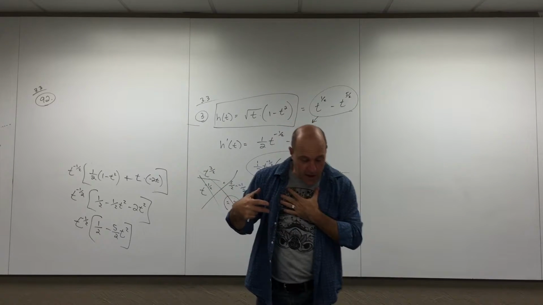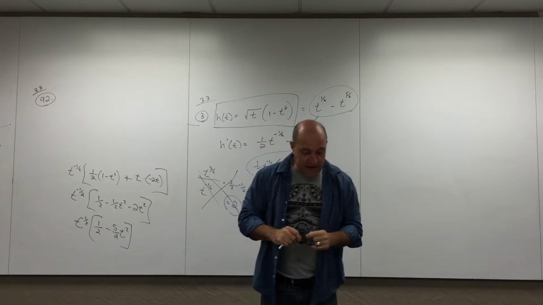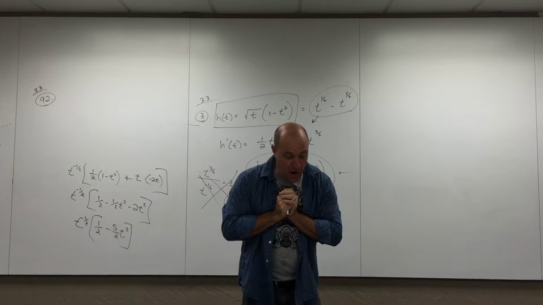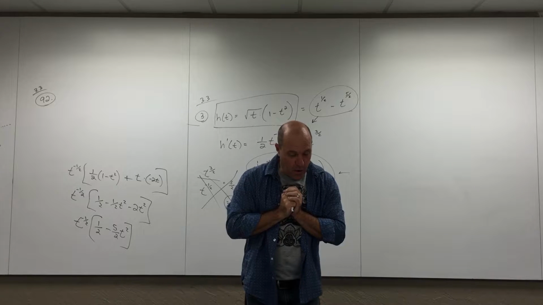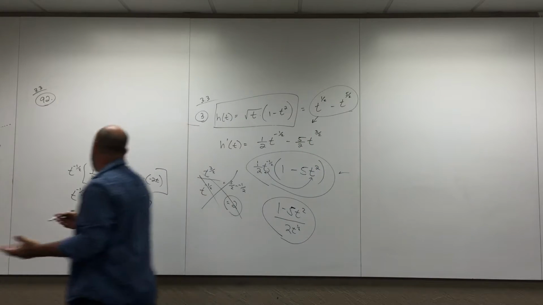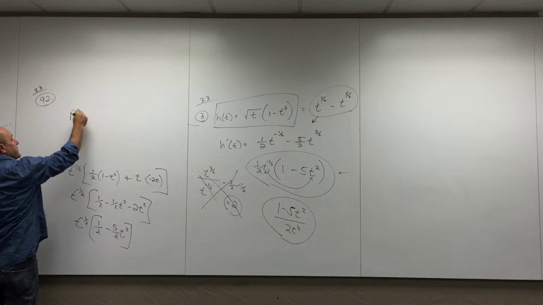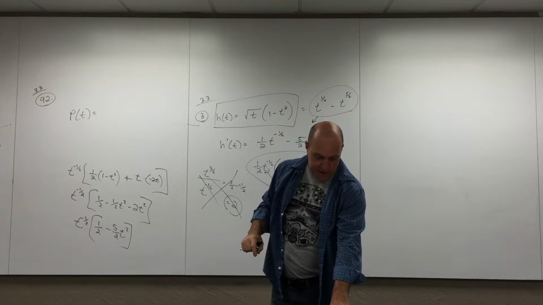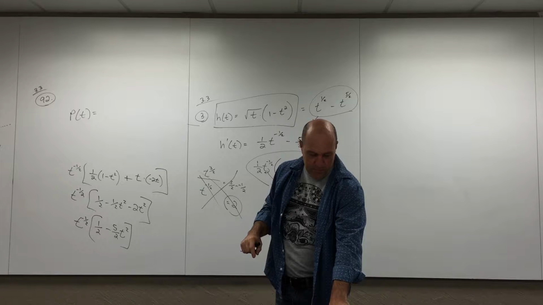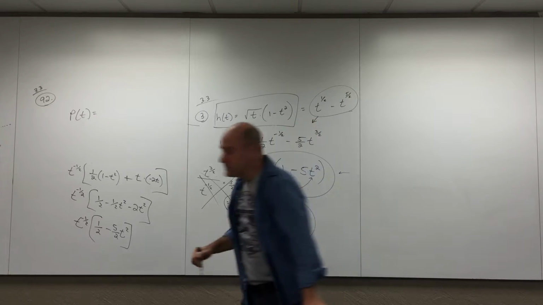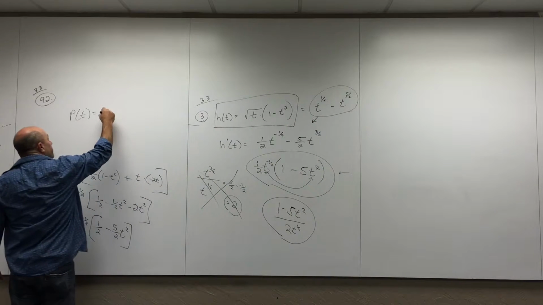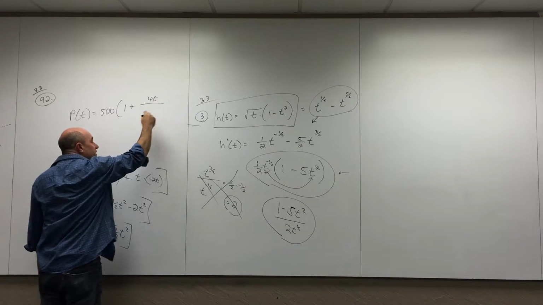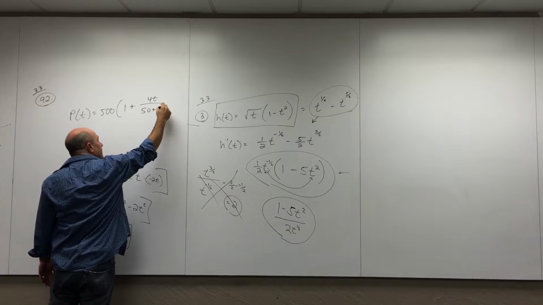Population growth, I'll read it to you. A population of 500 bacteria is introduced into a culture, and it grows in number according to this equation. The population of this bacteria is P of T equals, and they have this kind of nasty equation, 500 times 1 plus 4T over 50 plus T squared.